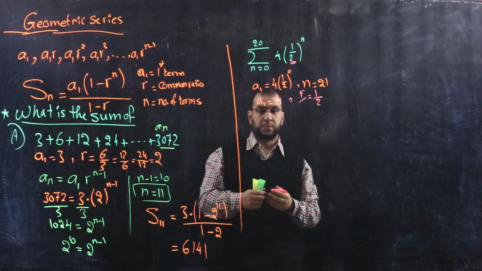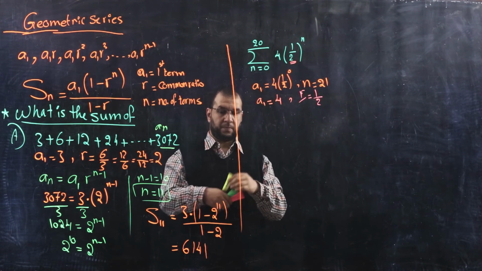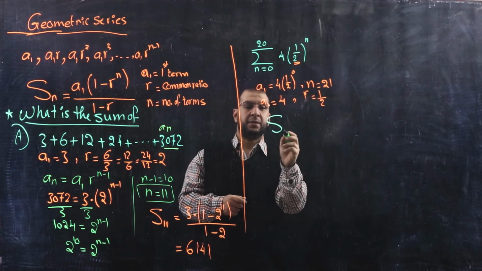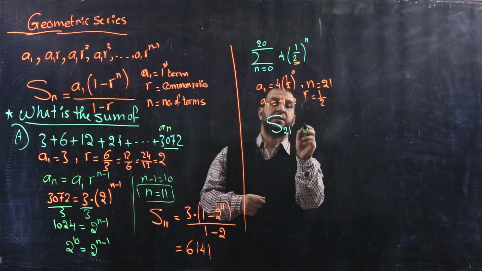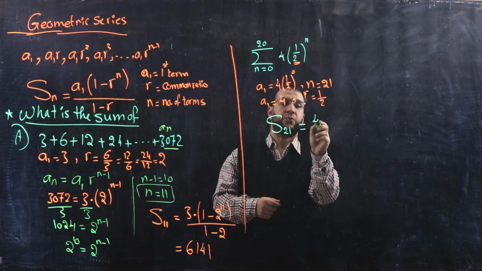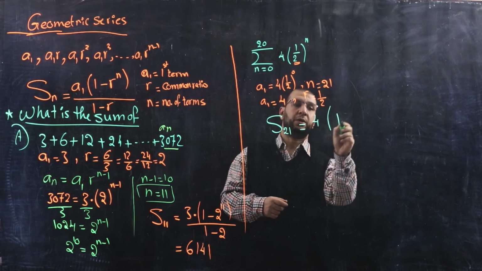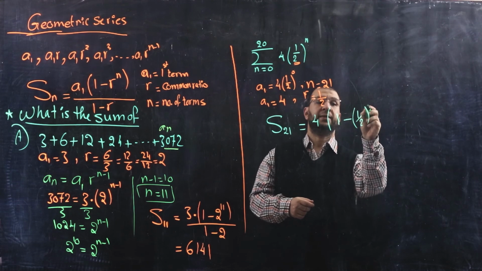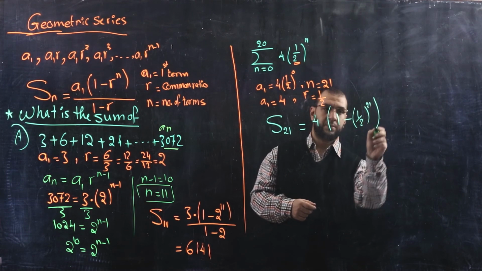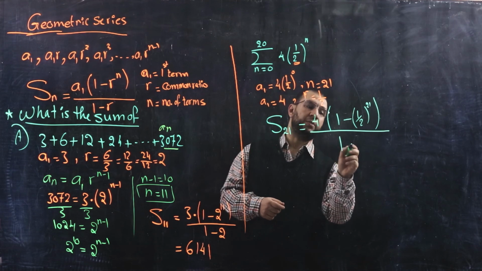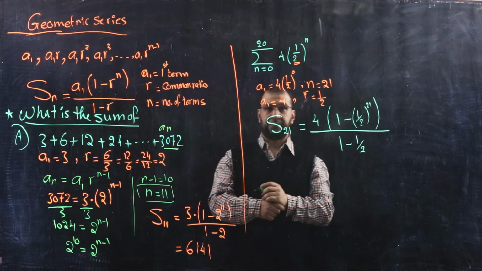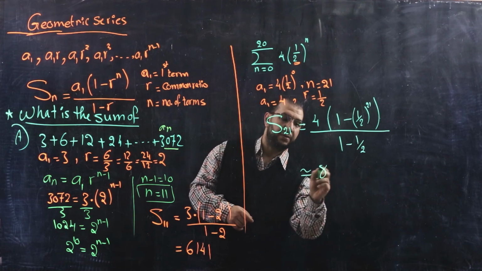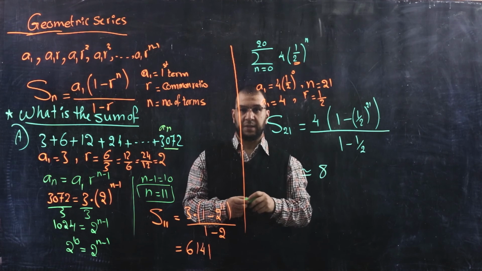Now we can substitute. S sub 21 is equal to a sub 1, which is 4, multiplied by 1 minus r, which is half, to exponent n, which is 21. All of this is divided by 1 minus r, which is half. By the calculator, you will find that the answer is approximately equal to 8.